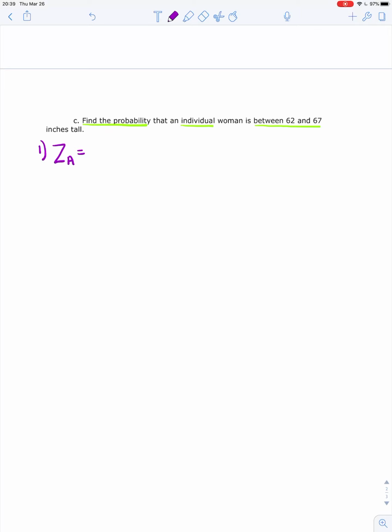I'm going to call the first one ZA, and ZA is going to be the z-score for 62 inches. So 62 minus 65 divided by 3.5, so negative 3 divided by 3.5. Negative 0.8571 is what I got.